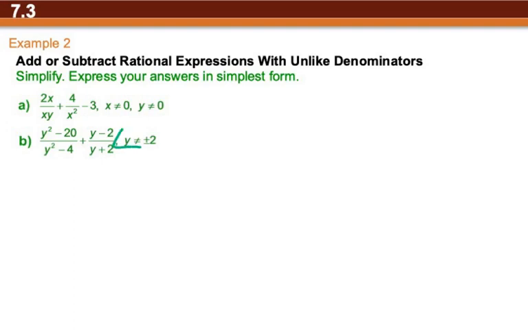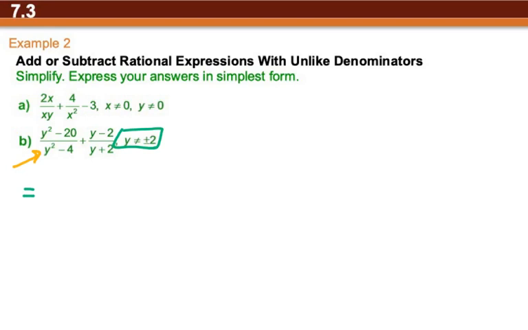Clear the page out to do question B. Again, non-permissible values were given. I'm just going to block those off. I'm going to write out the question again because we will need to get to a common denominator. But the change in B is, if you look at the first denominator, we have y squared minus 4. Anytime we have a multi-term denominator, we need to look and see if we can factor it. Y squared minus 4 is a difference of squares, so we can and we need to.